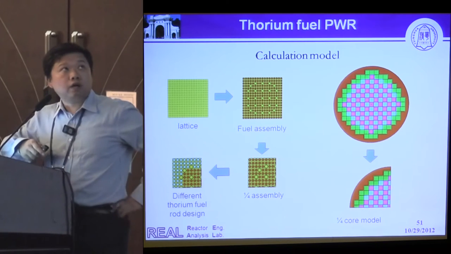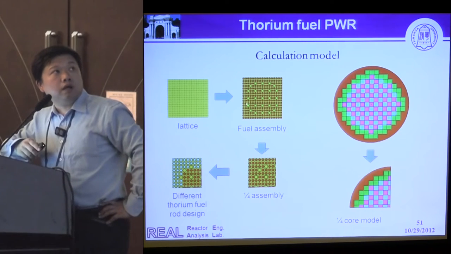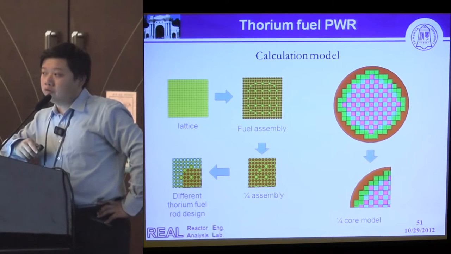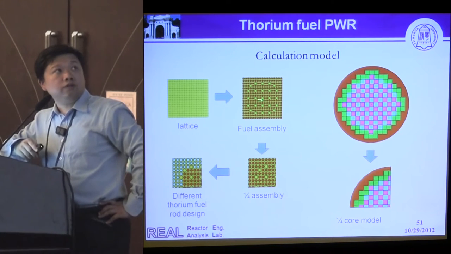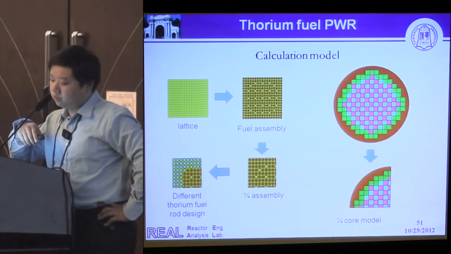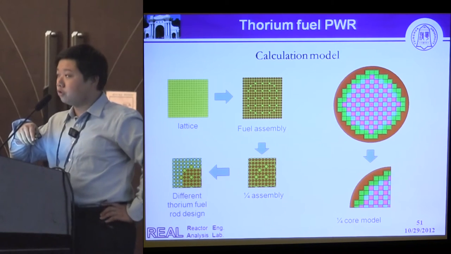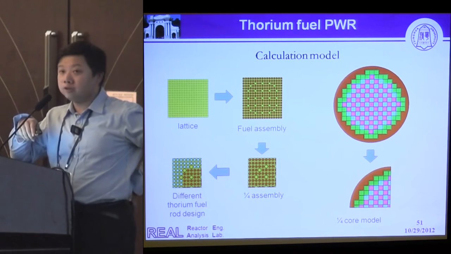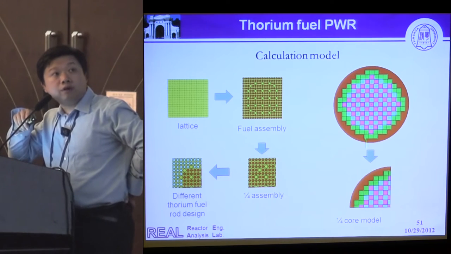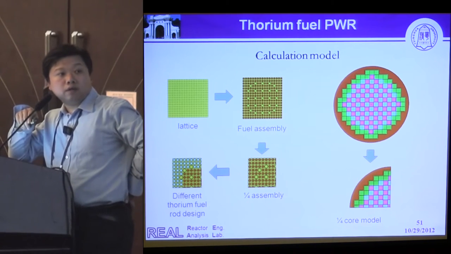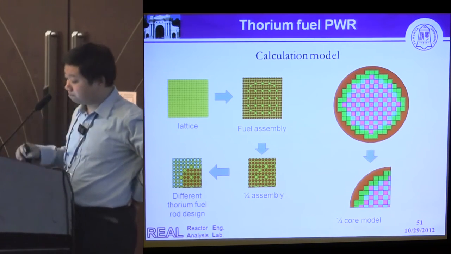This is our calculation model. This is the fuel assembly. We use some fuel loadings in this assembly. We use the thorium fuel as a single load or mixed with the uranium. The right figure shows our core model calculation.